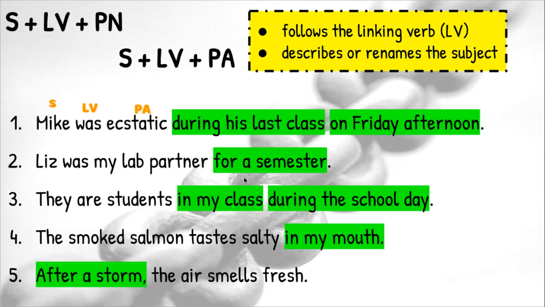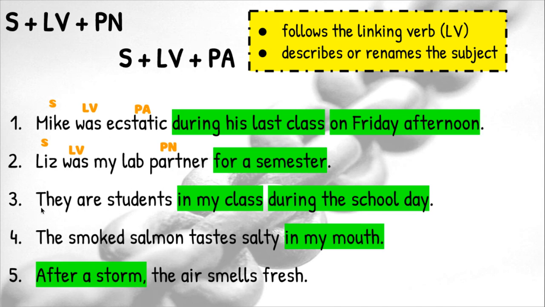In the next sentence, after I get rid of my prepositional phrase, I'm left with "Liz was my lab partner." My subject is Liz. My verb is was. Now I'm looking for a word that either renames what Liz is or describes Liz. And I have Liz is my lab partner. Now, lab here is an adjective, but it's describing partner. What kind of partner? Lab partner. So just because you see an adjective after the linking verb doesn't mean it's a predicate adjective. The key here is that it has to link back to the subject, and it doesn't here. In this case, lab describes partner, and partner is the word that links back to Liz.